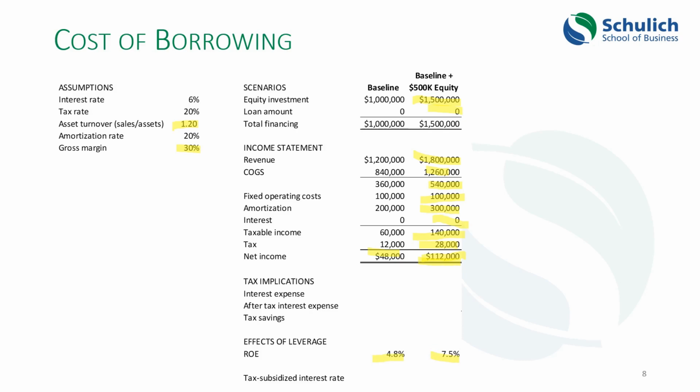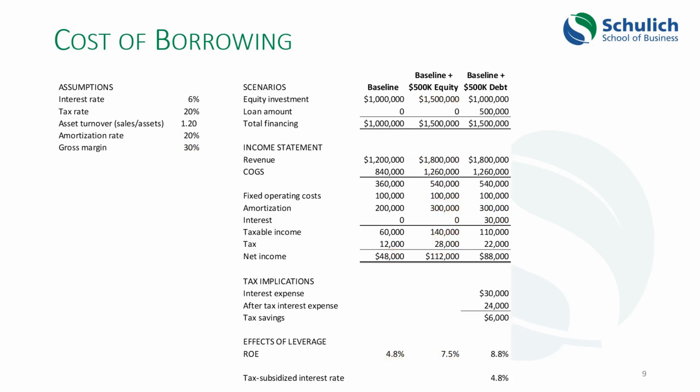Why is it higher? Well, because some of your costs are fixed. They don't go up with additional investment. Now let's compare a third scenario. In this third scenario, we want to end up with the same amount of financing as in the second scenario. We're going to end up with 1.5 million compared to the previous scenario. But in this case, the additional investment is going to come from borrowing. We're going to borrow 500,000.